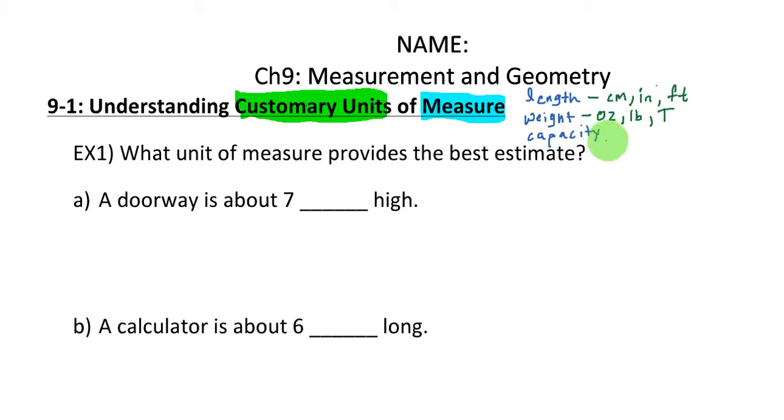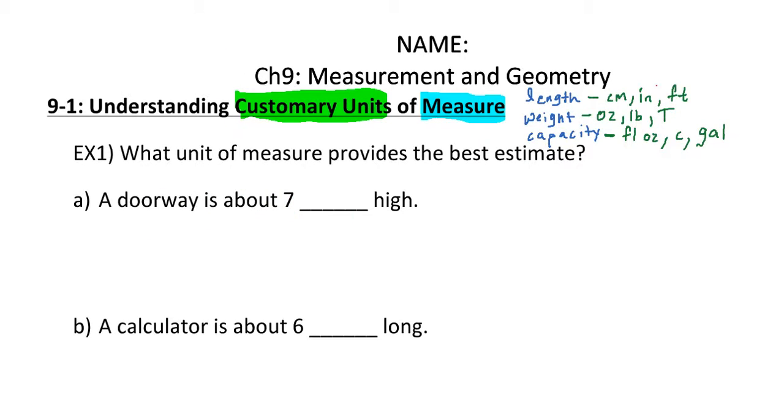And if we were to measure the capacity of objects, you might measure using fluid ounces. How many ounces of fluid fit inside of a water bottle? Or you might use cups, quarts, or gallons. So a doorway is about 7, while an unknown set of units high.